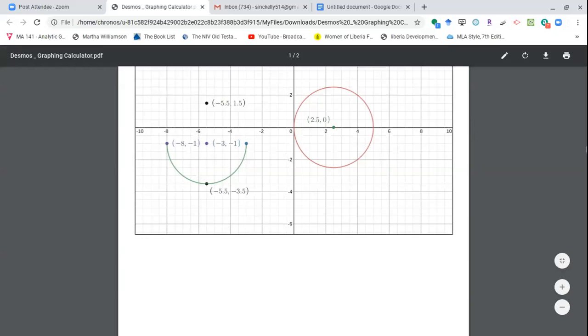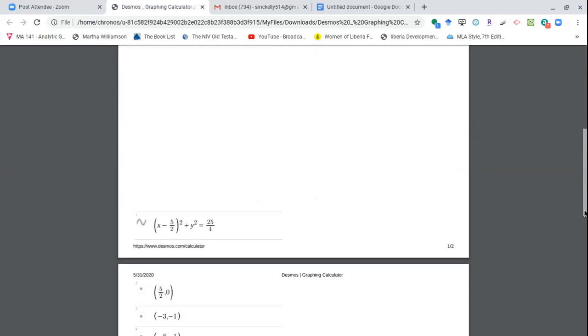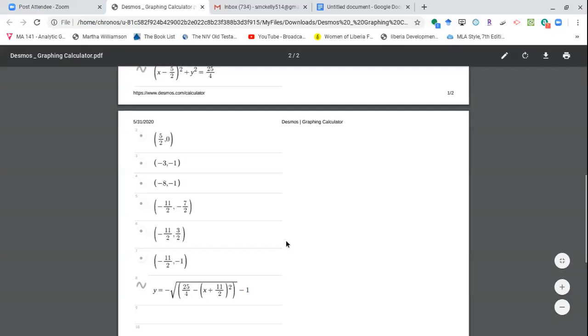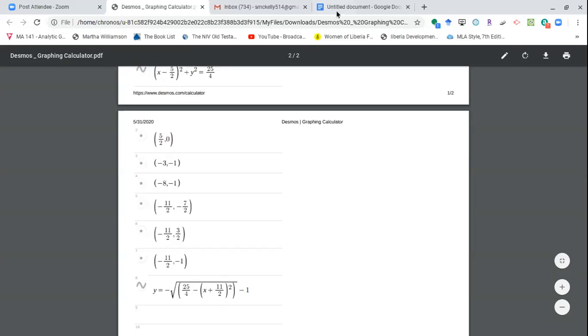So now here's where I made the error. When I did my circle down here, it was x plus 11 halves squared. When I did the circle, I only did the bottom half for you on this page. But the actual circle itself, let me go back to my Google Doc so that I can put it on there, because this is where I made the error with the math.